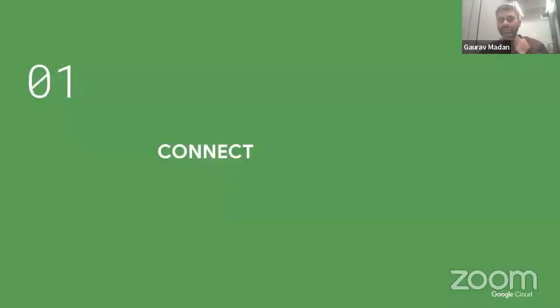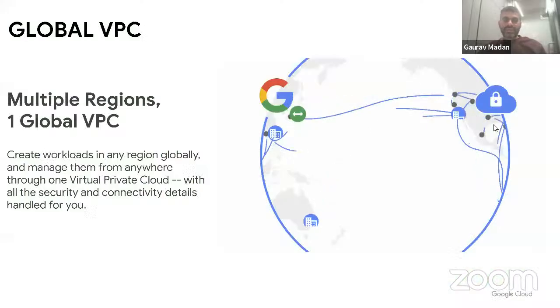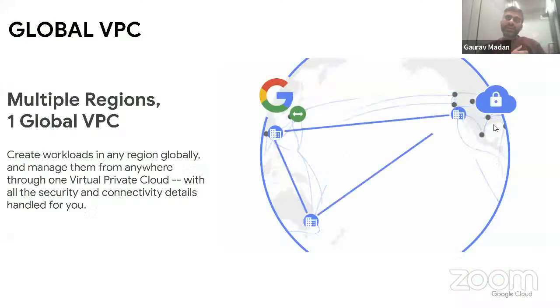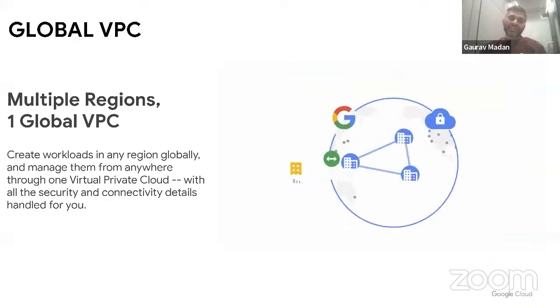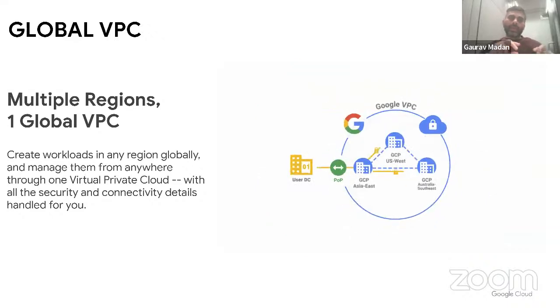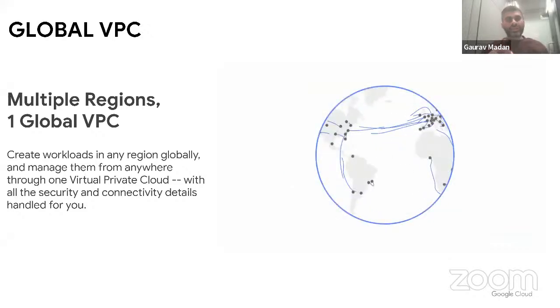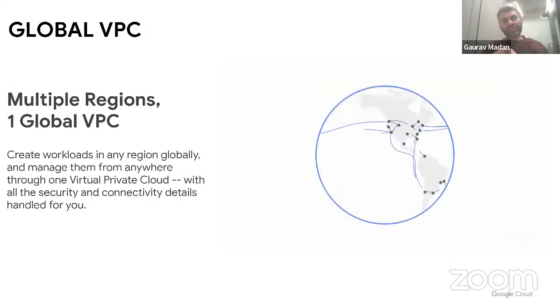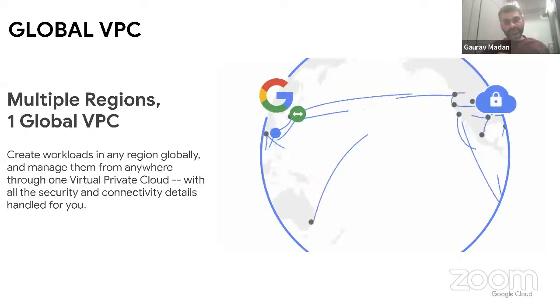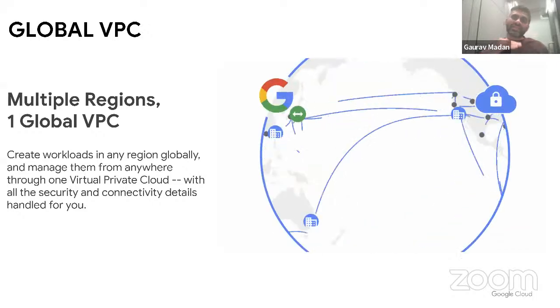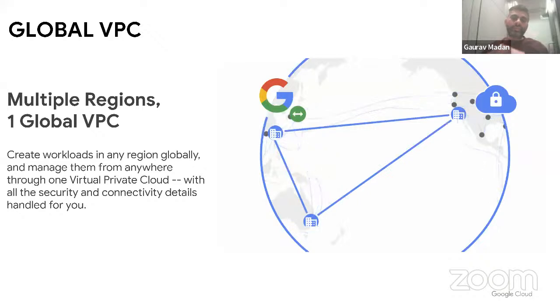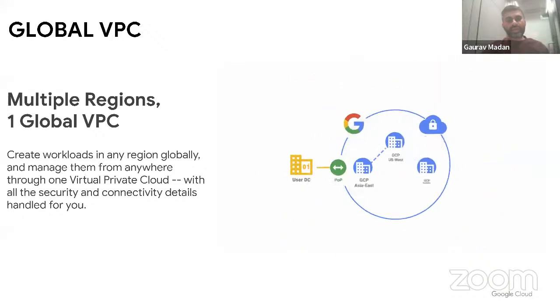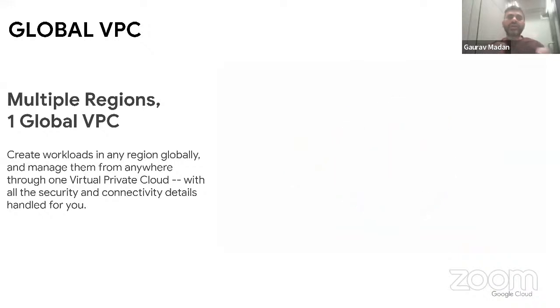Now, let me jump on to the first pillar, which is the connect piece. And I'll now jump into the specifics of what happens inside Google Cloud. The fundamental construct of networking in Google Cloud is a concept called VPC. Think of a VPC as the bare minimum thing that you would be required when you talk of networking inside of Google Cloud. A VPC is a global resource.